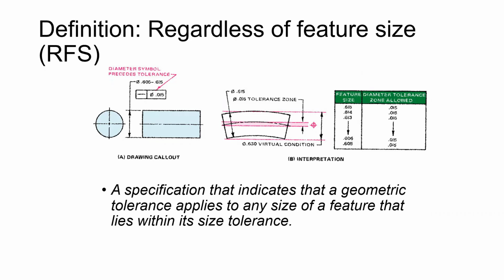Does that kind of make sense? If it were maximum material, then we would only apply it at the maximum limit there. And we'll see another slide, I think, where that's shown. But right now, regardless of feature size means that same tolerance amount is applied to that shaft regardless of what the diameter actually measures, as long as it's within our specs. If it's outside the diameter tolerance specs, then it's outside the geometric dimension specs too. It's just out of spec.